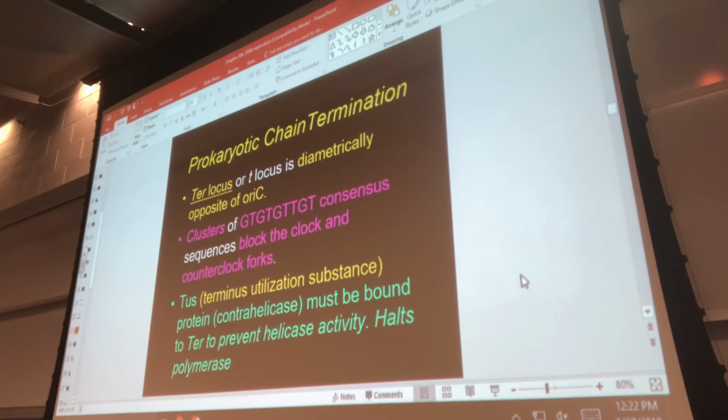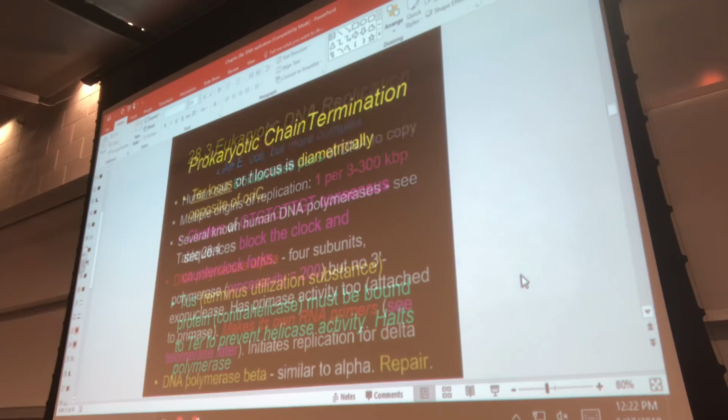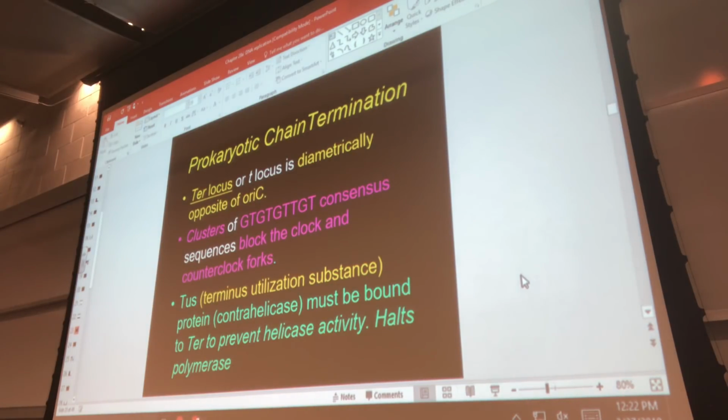So let me get ready to draw something. Okay. Unless there's a picture here. There is no picture. 1 second. Okay. Let's see.